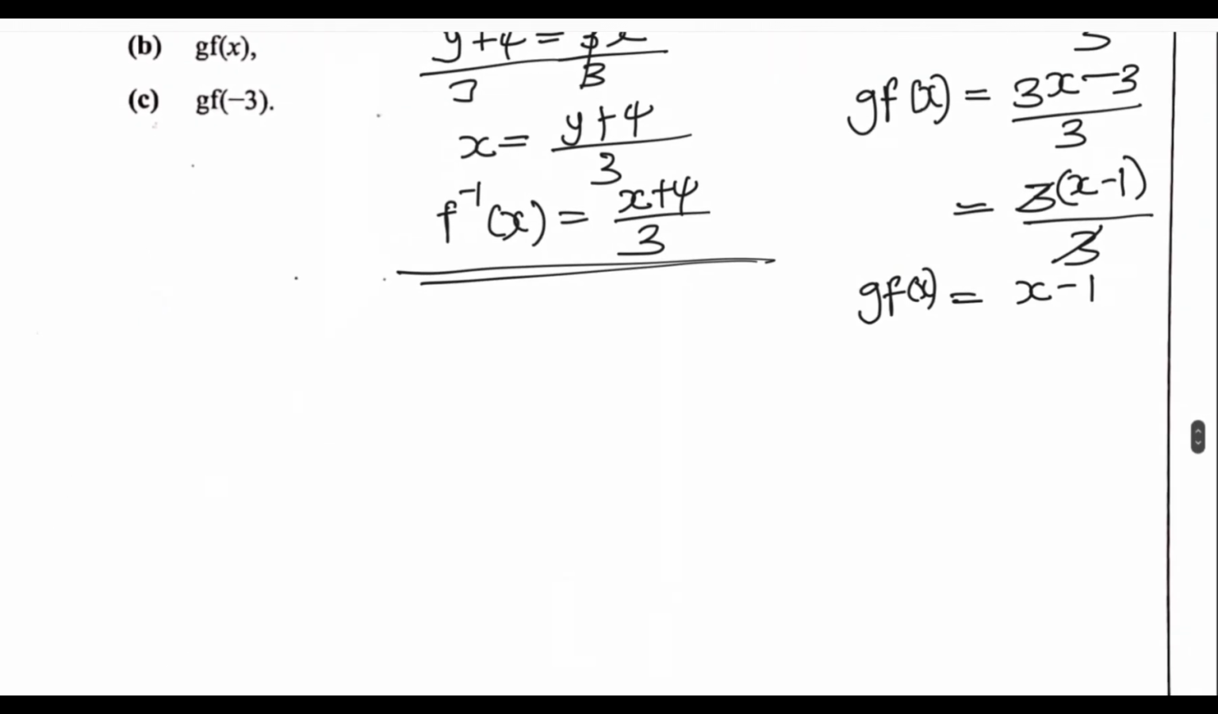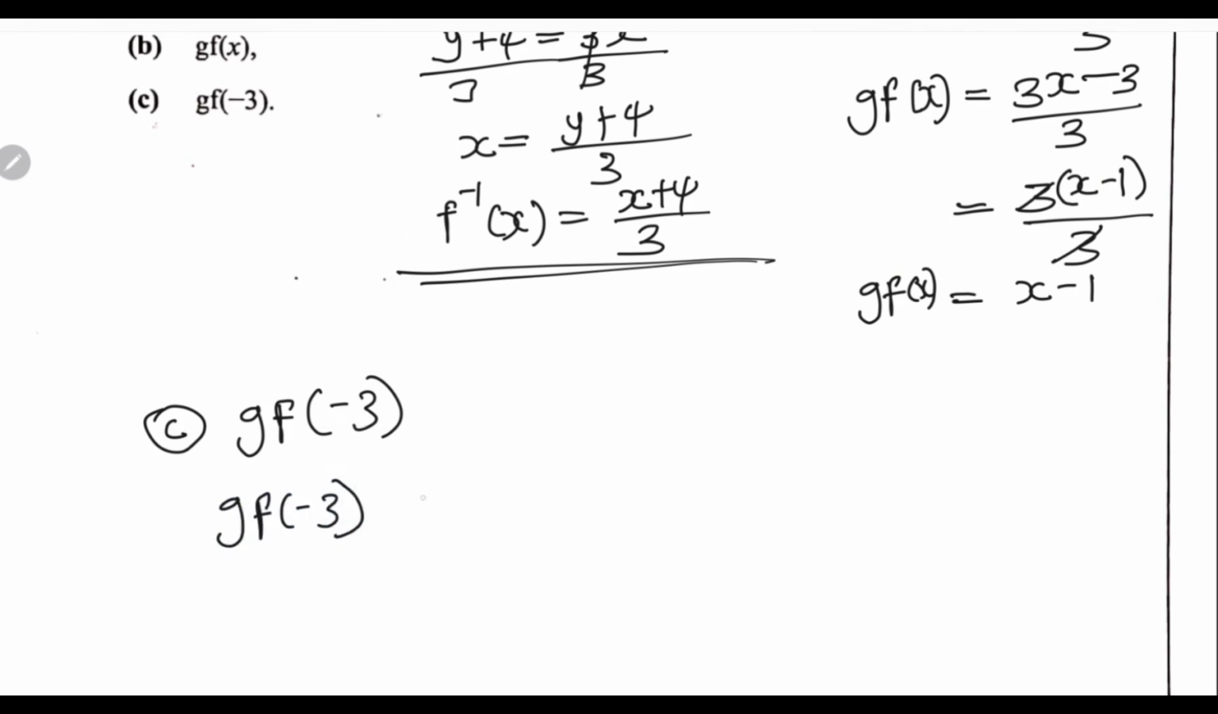Okay, the last part is asking us to find gf of negative 3. So gf of negative 3 simply means in the gf of x function, substitute where there is x with negative 3. So gf of negative 3 will be equal to, since we have the gf of x as x minus 1, where there is x, just substitute the negative 3, and this is going to be negative 3 minus 1, and the final answer is negative 4.